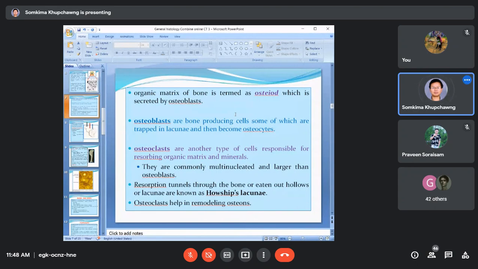Then another cell is the osteoclast. This is another type of cell responsible for resorbing the organic matrix and the minerals. They are multinucleated and larger than the osteoblasts.